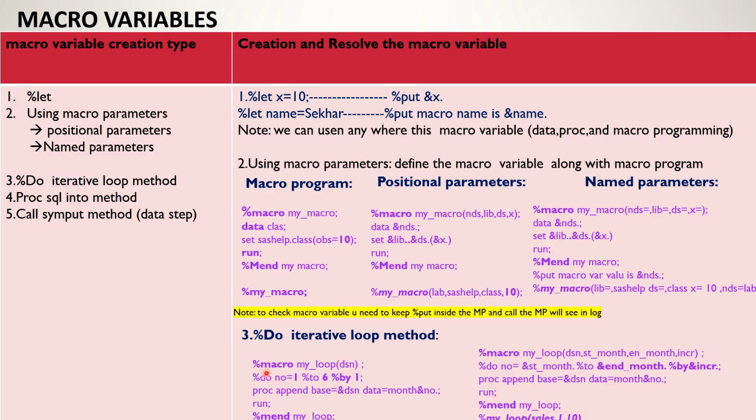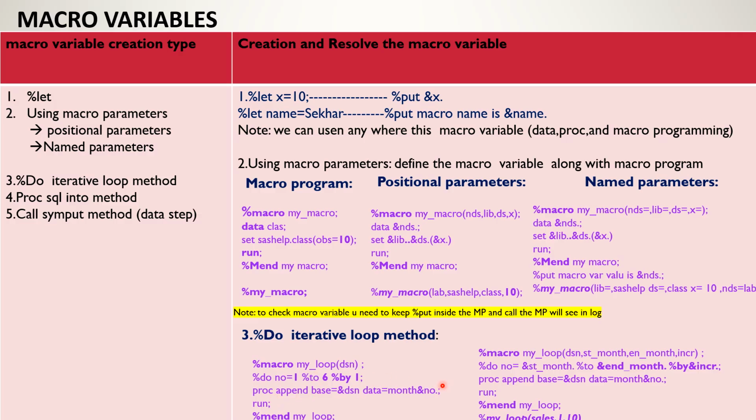Here we can see %MACRO my loop. Here the data set name, %DO n = 1 to 6 by 1. So one by one we need to append. Here PROC APPEND BASE: what is the base data set name that we need to mention. Then DATA: the first month's data set we need to append. Then automatically the second, third, fourth, like that up to 6 months of data will be appended.